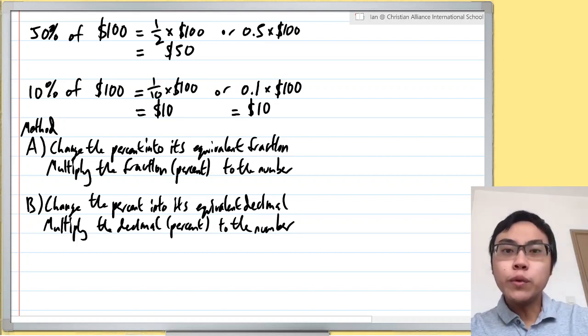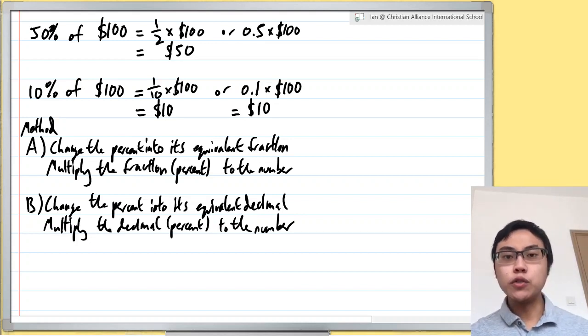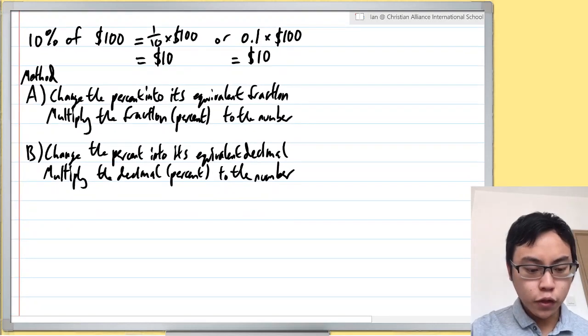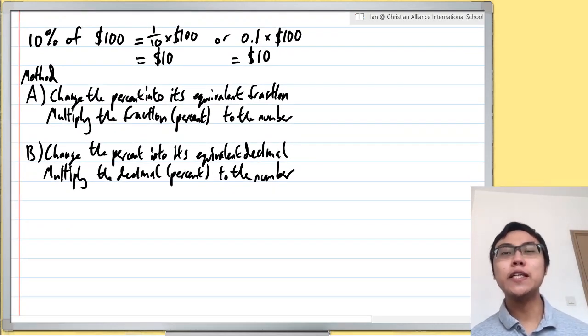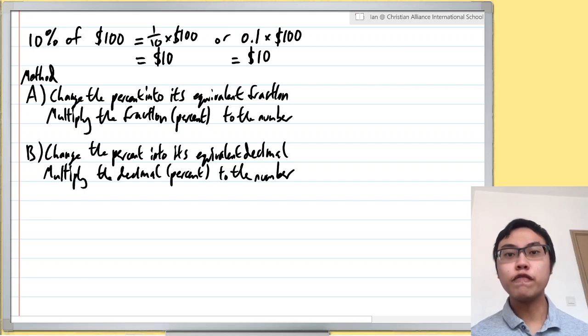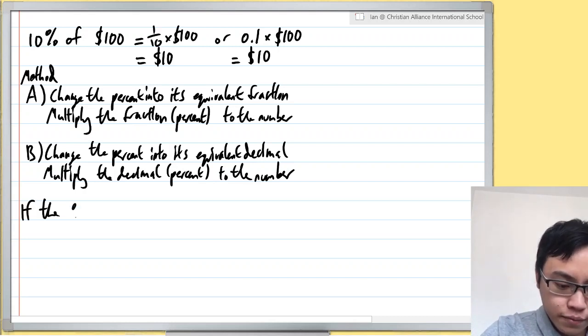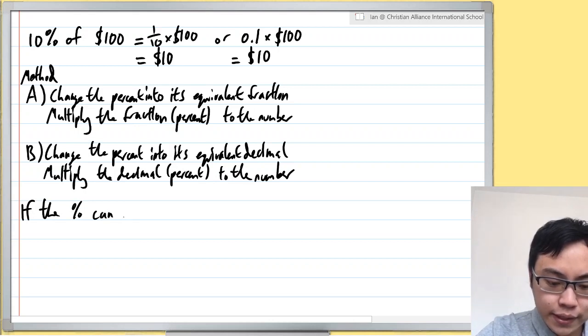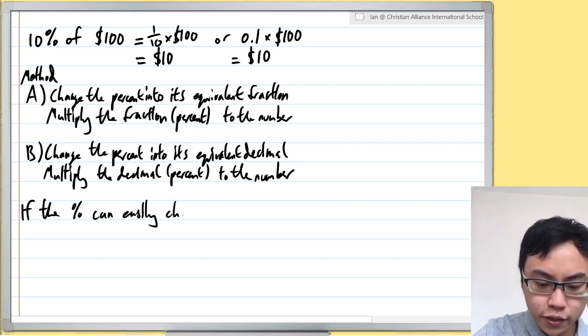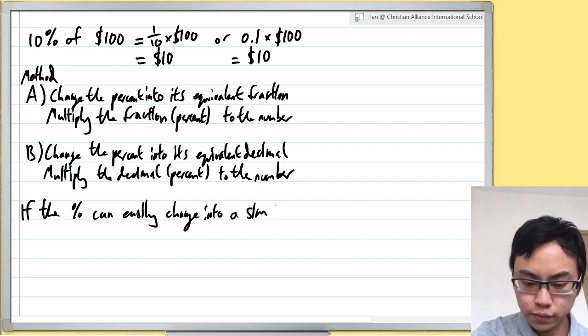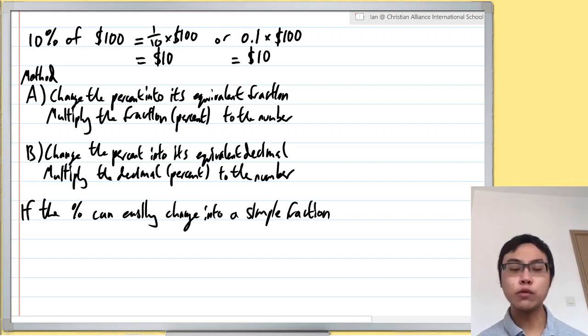So when do we use method A and when do we use method B? So if your percentage can easily convert into a fraction, a simple fraction. So if the percent can easily change into a simple fraction. What do I mean by easily change into a simple fraction?